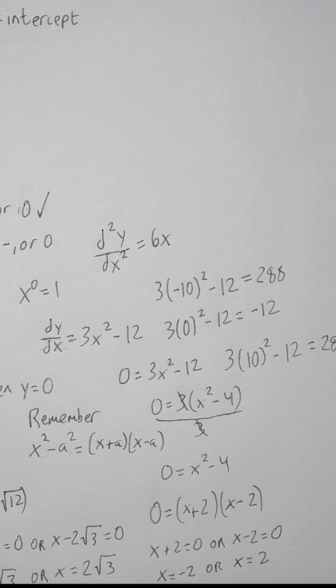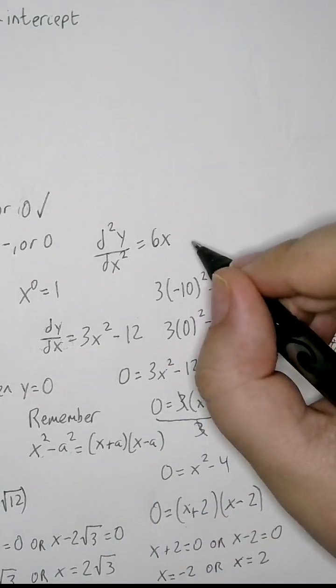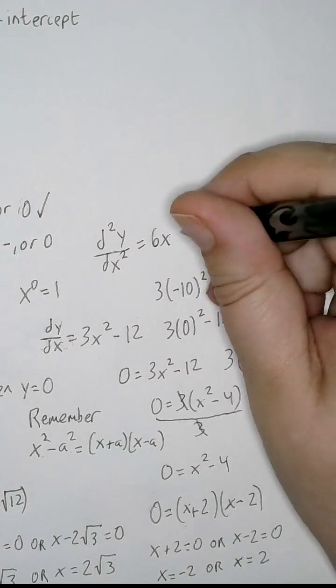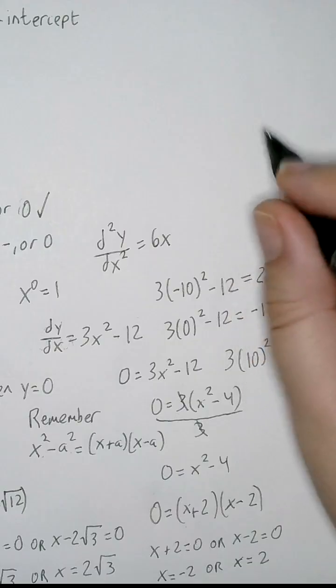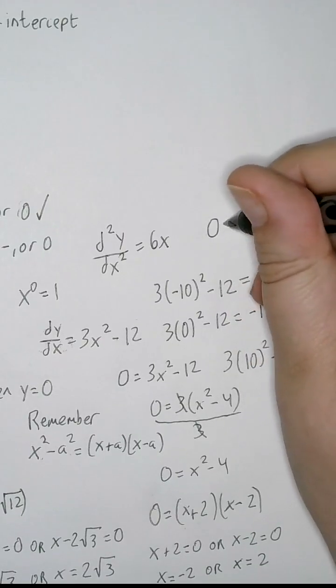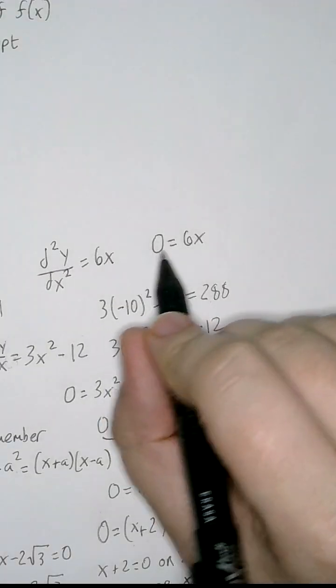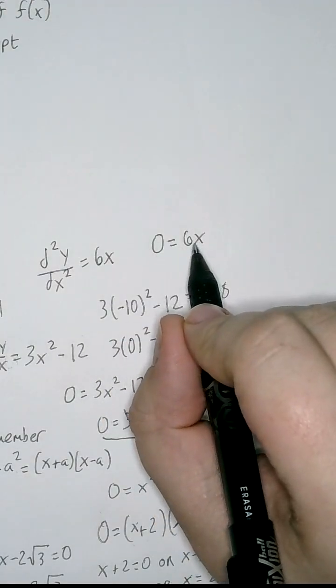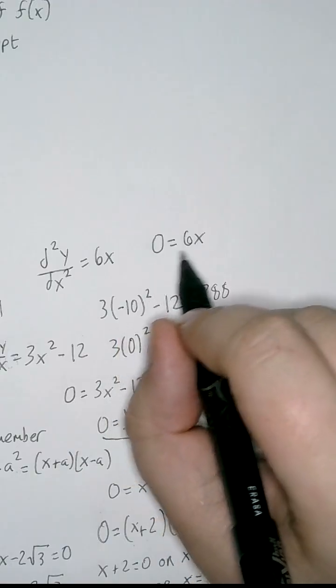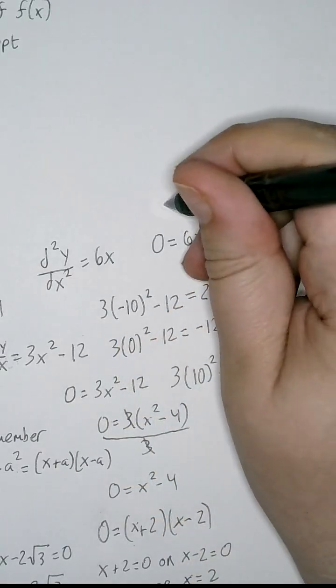So now, from here, I need to figure out where my concavity is 0. So 0 is equal to 6x. If that's true, then what must x equal?